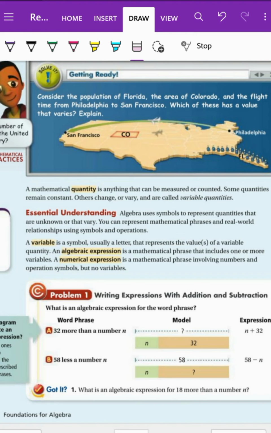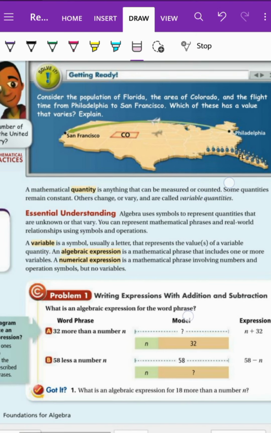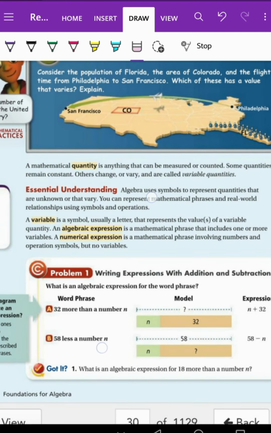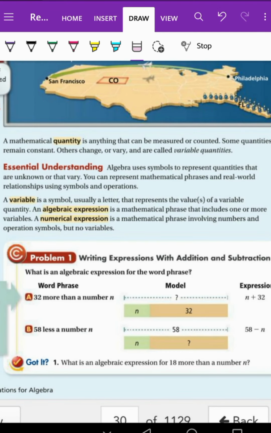Now we move to a variable. A variable is a symbol, usually a letter, that represents the values of a variable quantity. We know what a variable is, and teacher, all the time you tell us the variable is the letter in the expression. Yes, any letter we call a variable because it is not constant. It can take any value. Okay, now the next term is algebraic expression and numerical expression.